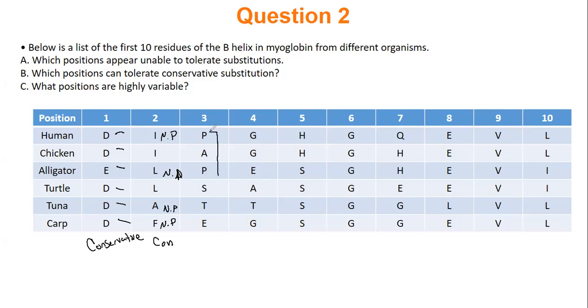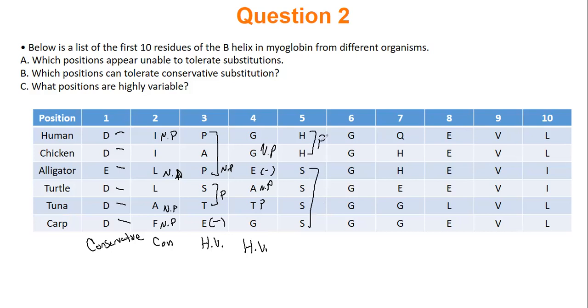While position 3, these are nonpolar. This is polar, and this is negatively charged. So this is highly variable. It doesn't matter what amino acid is there. You just need an amino acid. Same thing with position 4. Negative, polar, nonpolar. So that's highly variable.